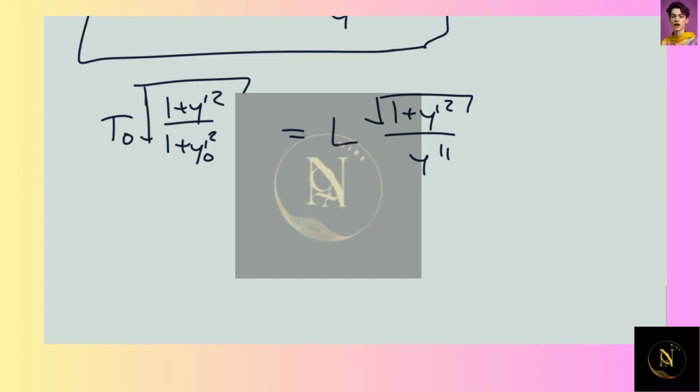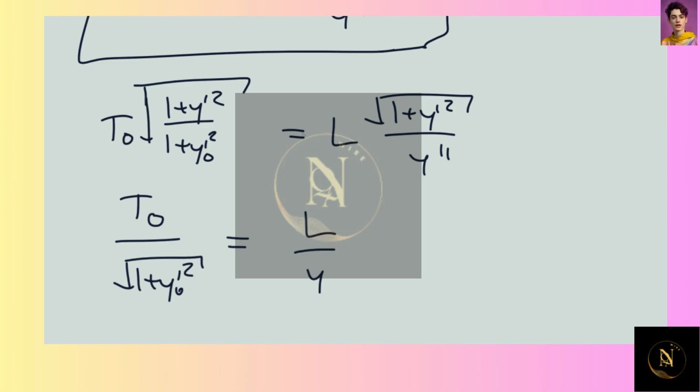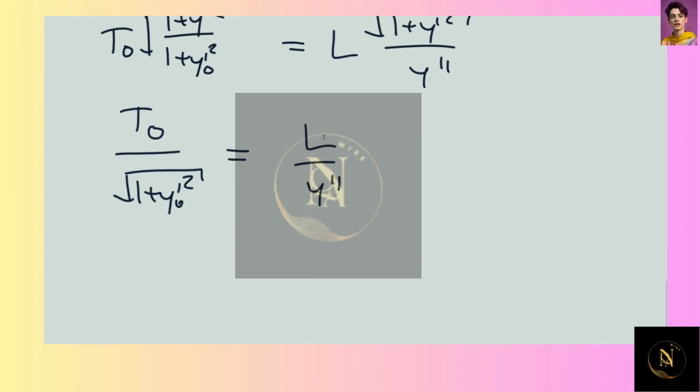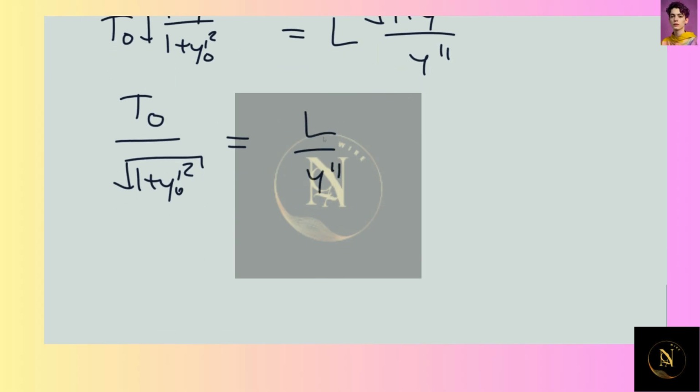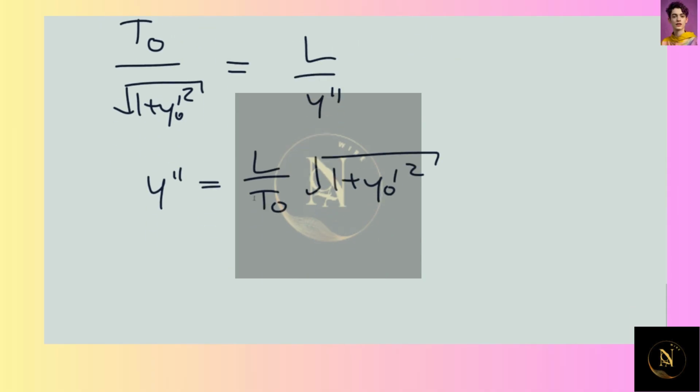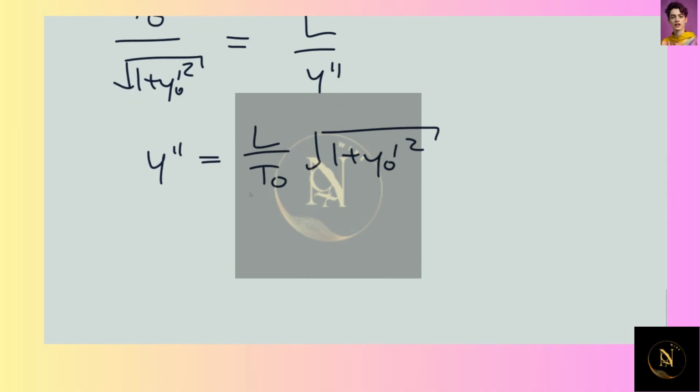So let's divide by the square root of 1 plus y dash squared, and we get t naught over root 1 plus y naught dash squared is equal to L over y double dash. And now we're getting somewhere because we have all constants here apart from y double dash. So y double dash is going to be L over t naught root 1 plus y naught dash squared. And y double dash is a constant, so now we can integrate this easily.